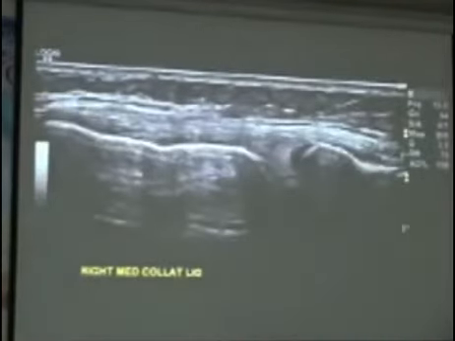So this is the image. So this is the proximal medial collateral ligament. So it's got a fairly broad footprint, and then you can see that normal echogenic, fibrillar structure going over the top of the medial meniscus.